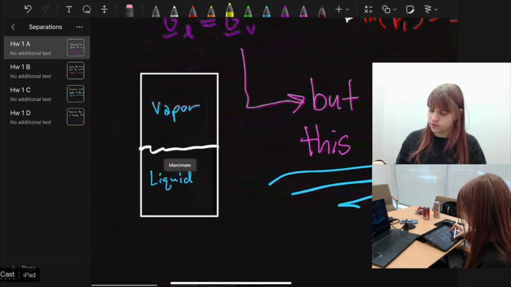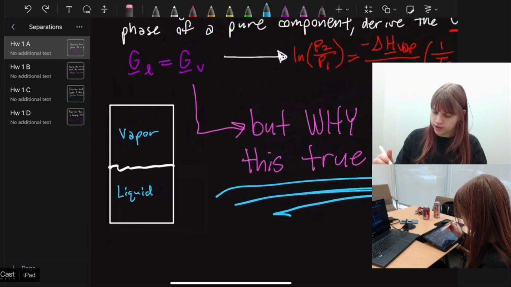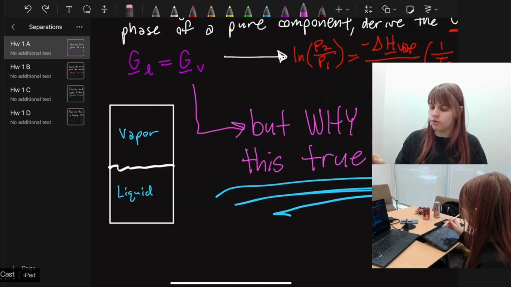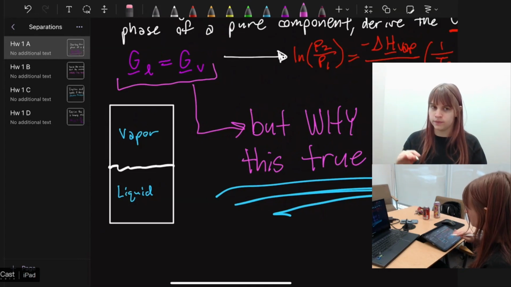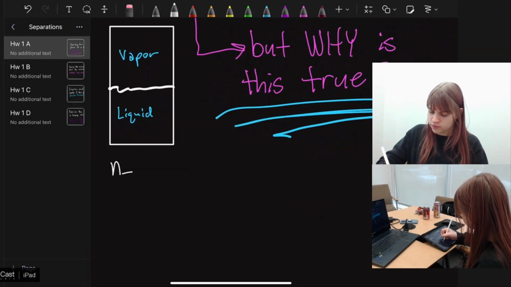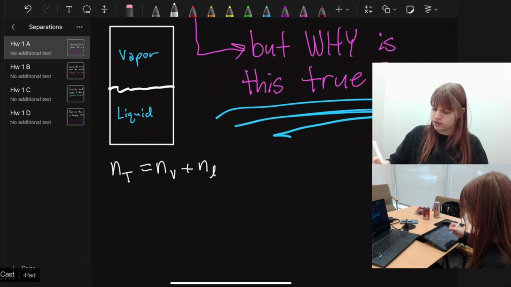And what I'm looking at in this diagram that I drew up is a pure component that has a vapor and liquid fraction inside of this closed container. And what we want to know right now is why is the Gibbs free energy the same in each of the phases? One thing we know is that the total number of moles, which I'm going to use a T for, is equal to the number of moles in the vapor phase plus the number of moles in the liquid phase.